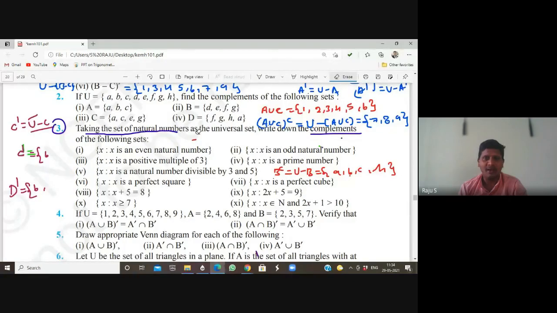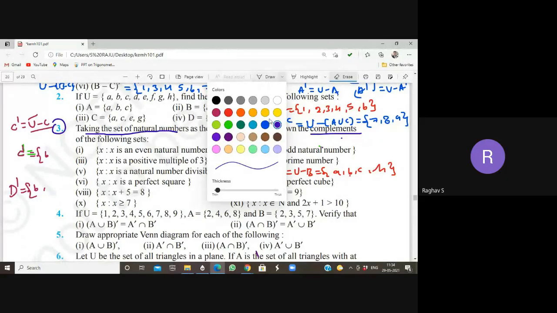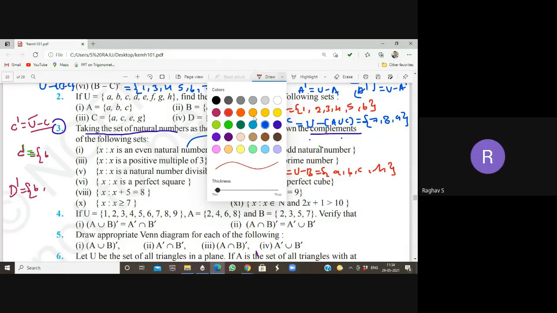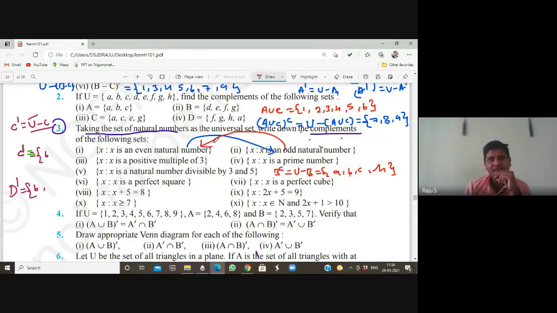What is the complement of even natural numbers? Odd natural numbers. What is the complement of odd natural numbers? Even natural numbers. So the complement of the first subdivision will be the second subdivision, and the complement of the second subdivision will be the first subdivision.